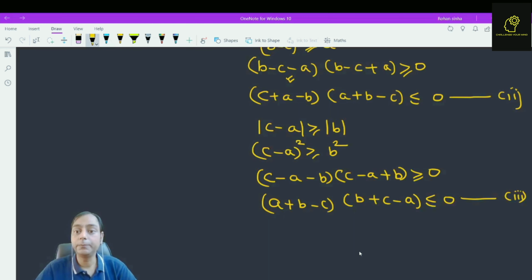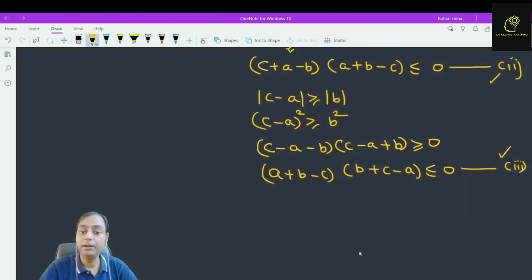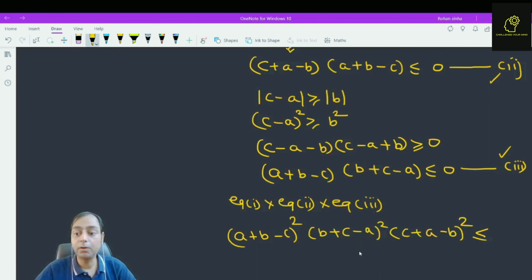Now we have three equations. This is equation 1, this is 2, and this is 3. Simply multiplying equations 1, 2, and 3, what we find? We find (A plus B minus C) whole square into (B plus C minus A) whole square into (C plus A minus B) whole square is less than or equal to 0.